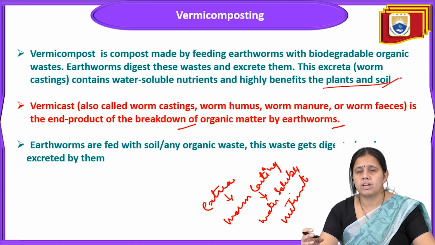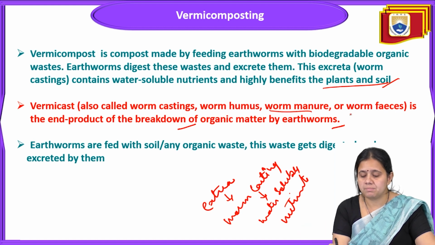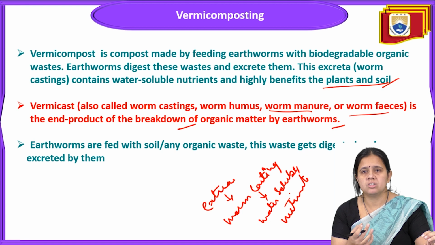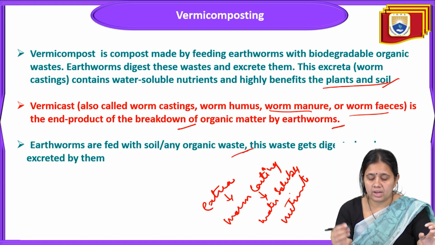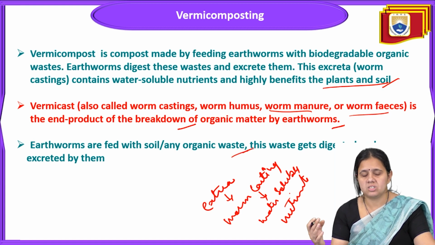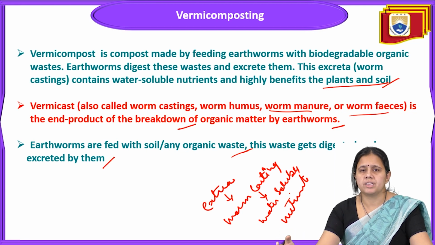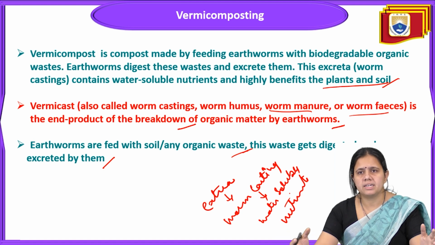And this vermicast is called worm casting, worm humus, and worm manure. Many names are there, but all are the same thing; only the name is changed. The earthworm is fed with soil or other organic waste, and the waste gets digested and excreted by them.